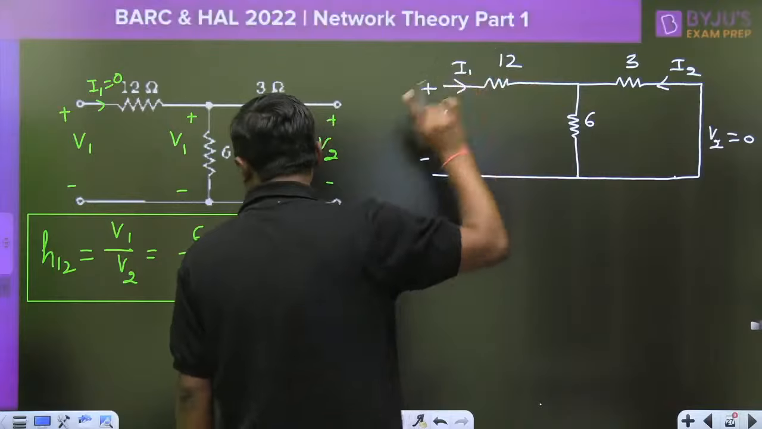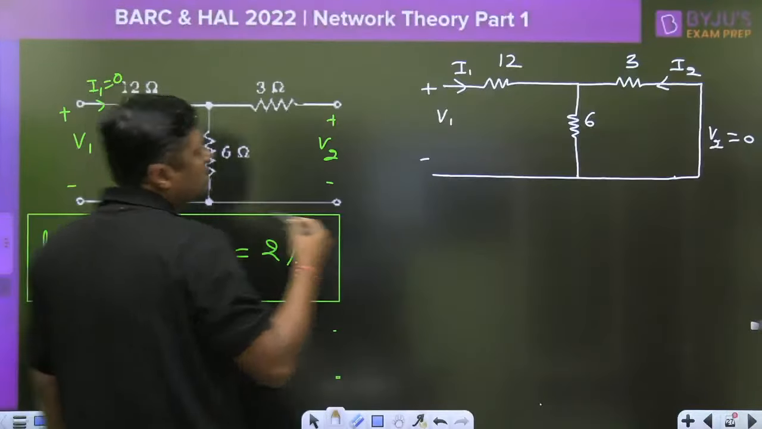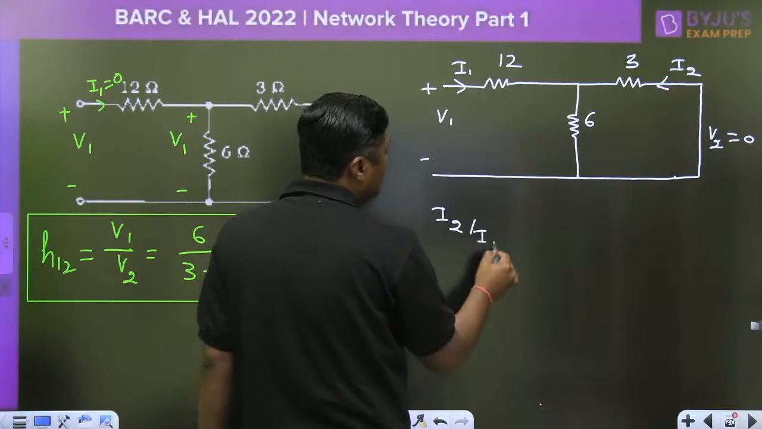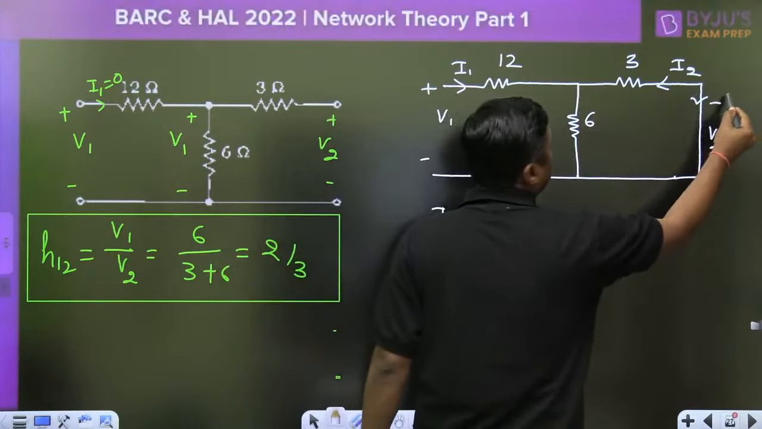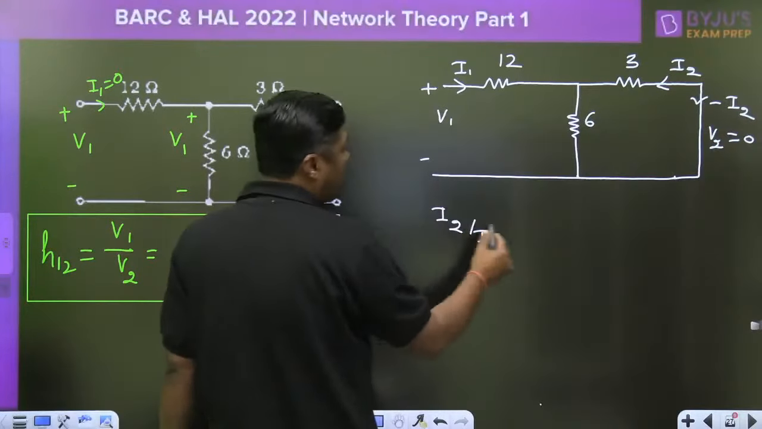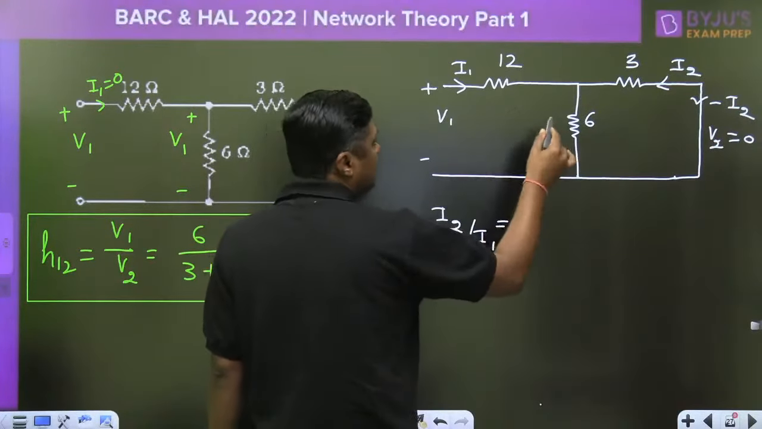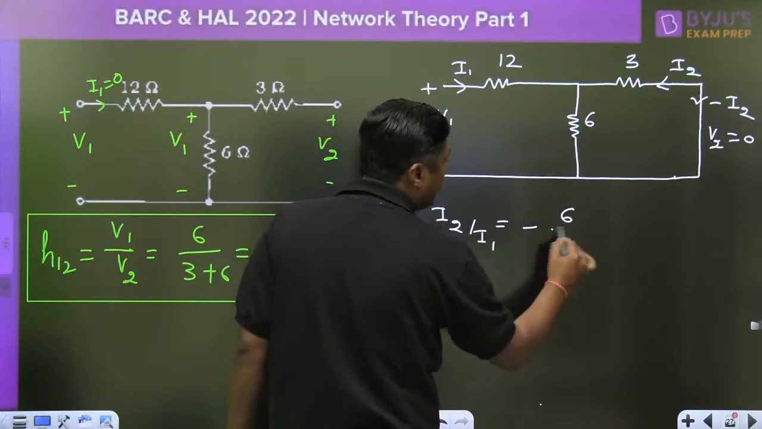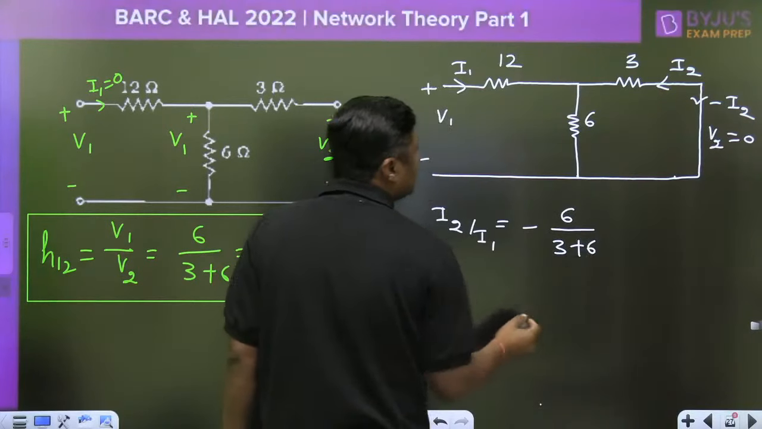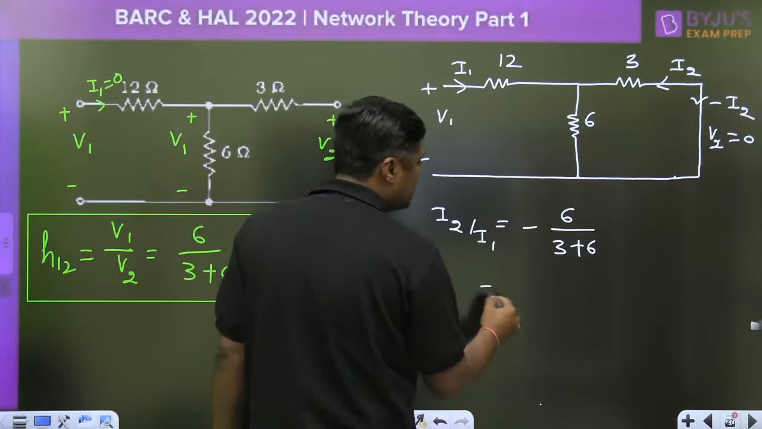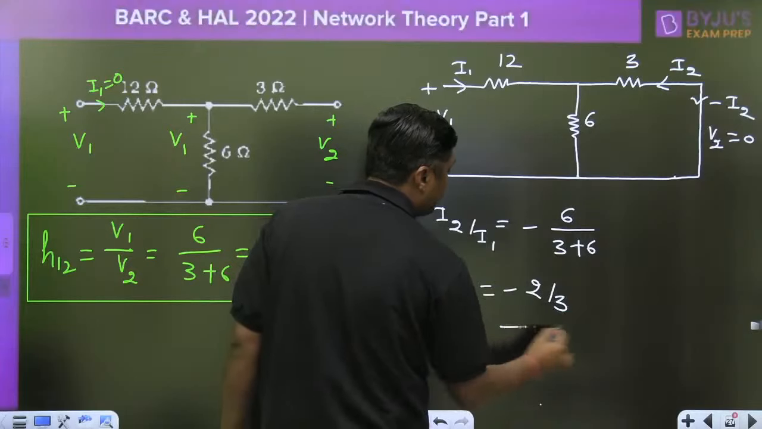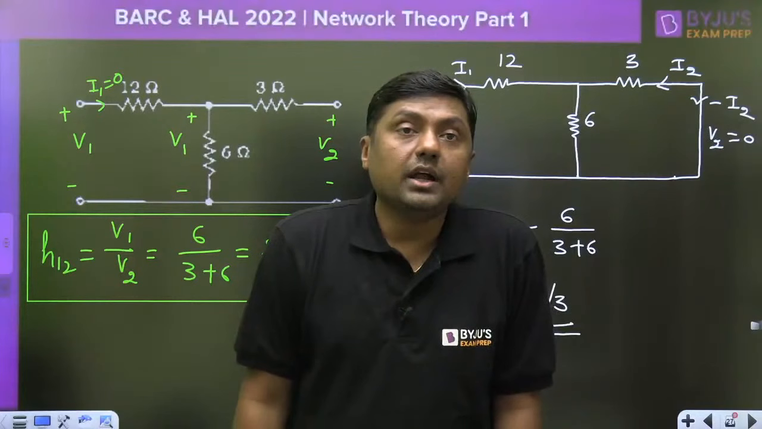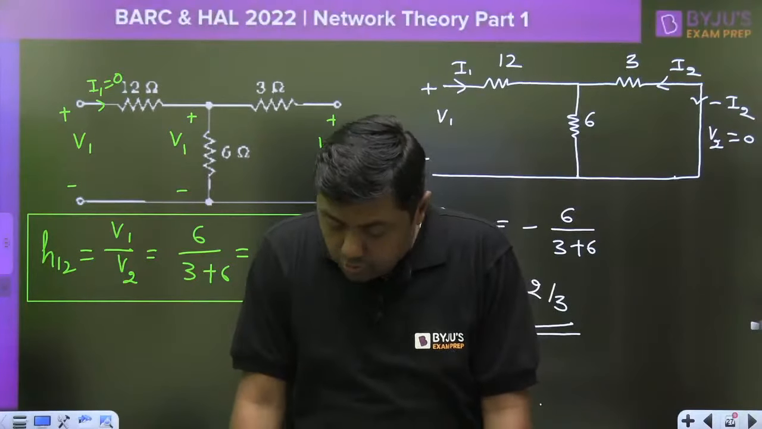Simply, we want I2 by I1, so the current division rule. What is the current here? There is the minus sign, because of the direction: it is minus I2. That's why we are getting the minus sign. Current division rule, we want the current here. This will become 6 divided by 3 plus 6, that is nothing but minus 2 by 3. So yes, that answer is correct: 2 by 3 and minus 2 by 3.